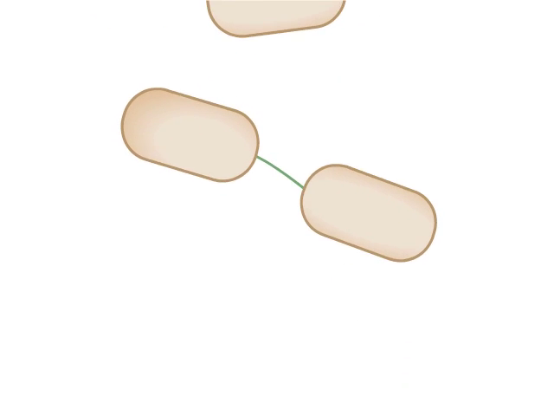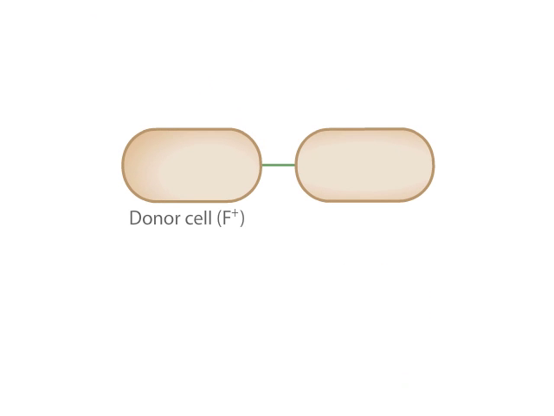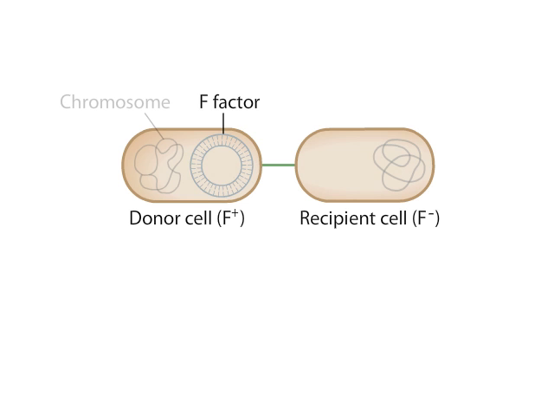The tip of the sex pilus attaches to a receptor on a recipient cell, and then the pilus retracts, drawing the two cells closer. The donor cell is called an F+ cell because it carries a plasmid called an F factor, for fertility factor. The F factor contains all the genes needed for sex pilus formation and for DNA export. The recipient cell lacks this plasmid and is called F-. Both cells have a normal bacterial chromosome.